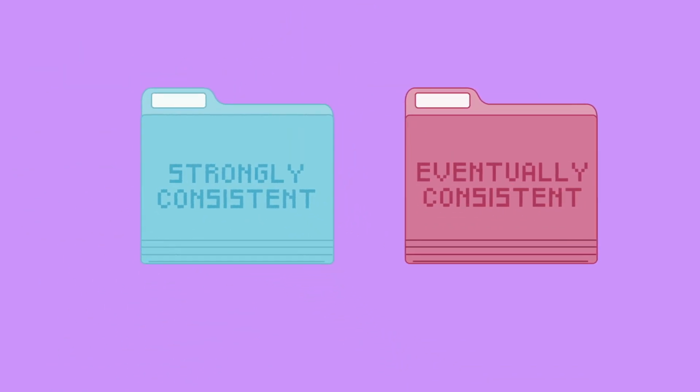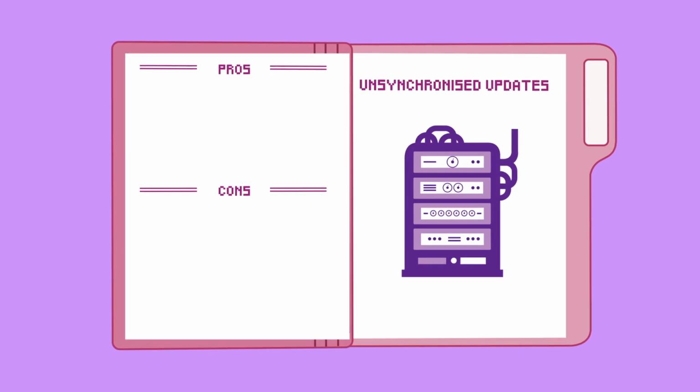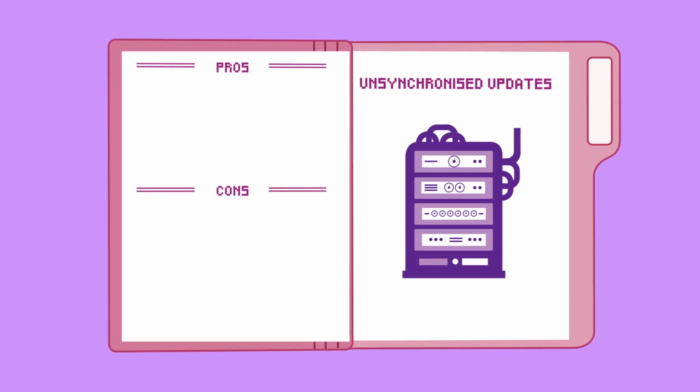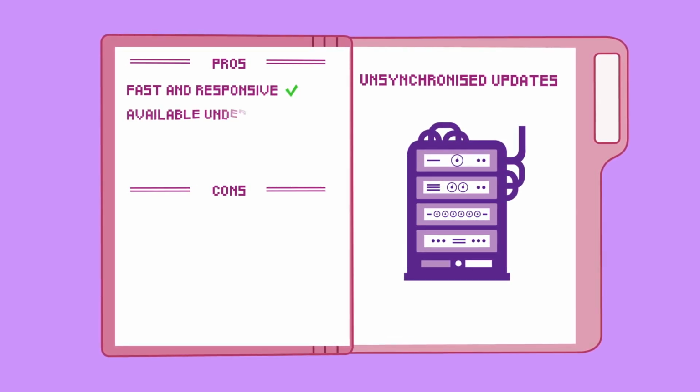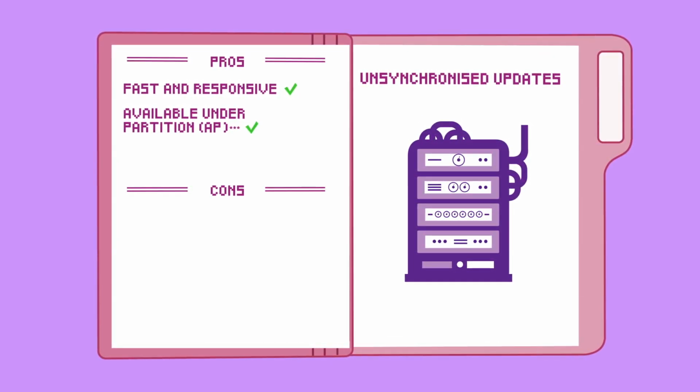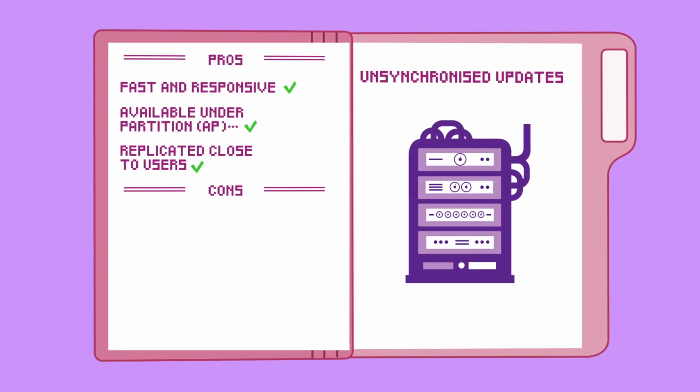On the other hand, many cloud database systems are eventually consistent. An eventually consistent database accepts updates in parallel without any synchronization and is therefore efficient, responsive, and always available.